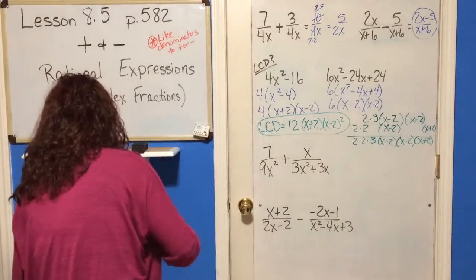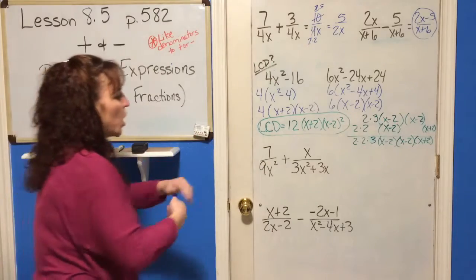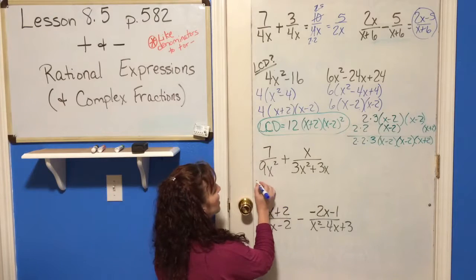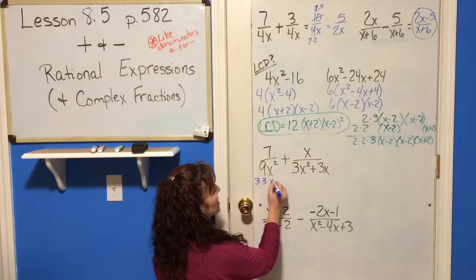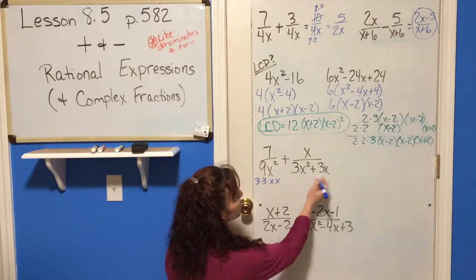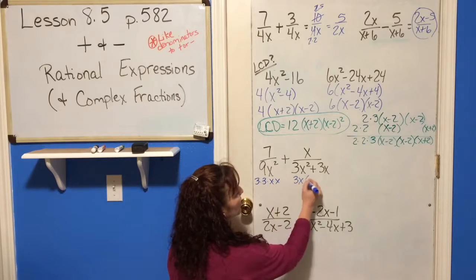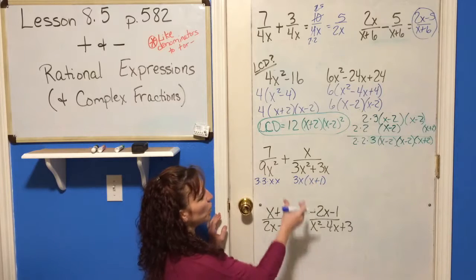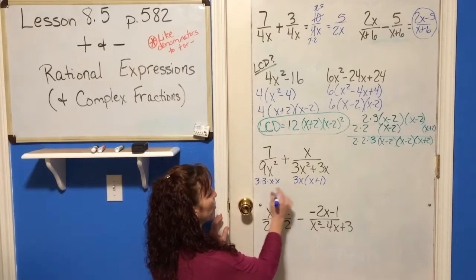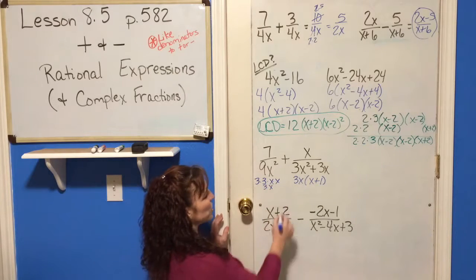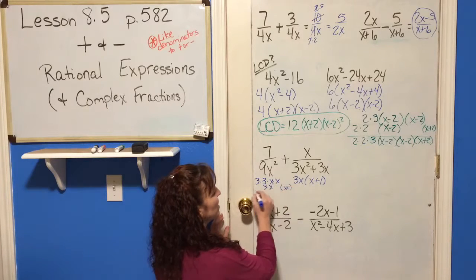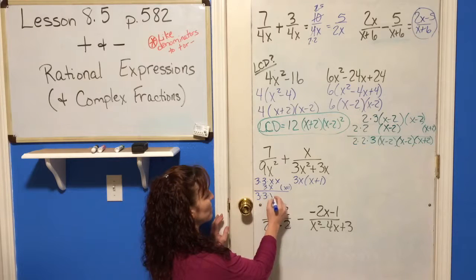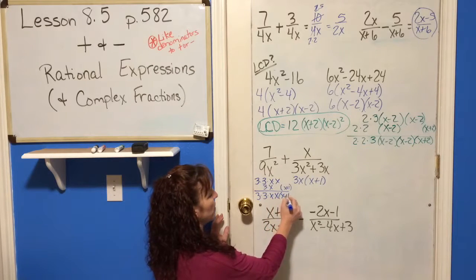Okay, let's add some fractions. So once you find your LCD, then what do you do with it? And I think you know, but let's do it. All right, so 9x squared is 3 times x, and 3x squared, a 3 and an x will come out, and then we have x plus 1. So now when we line these up, we've got 3 and an x matches, but the x plus 1 doesn't. So for my LCD, I'm going to have 3 times x times x times x plus 1.